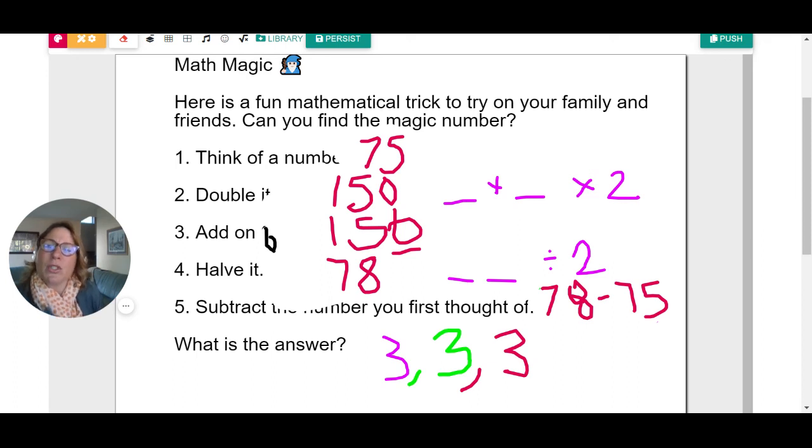What number will you choose to think of and then take through these steps? And will you find the magic number 3? I'm excited to hear how large of a number you started with or how tiny of a number you started with. Maybe it's not even a whole number. I don't know if that would work with decimals. Why don't you challenge these steps and see if you can always come up with a magic number 3. Have fun with math this week.